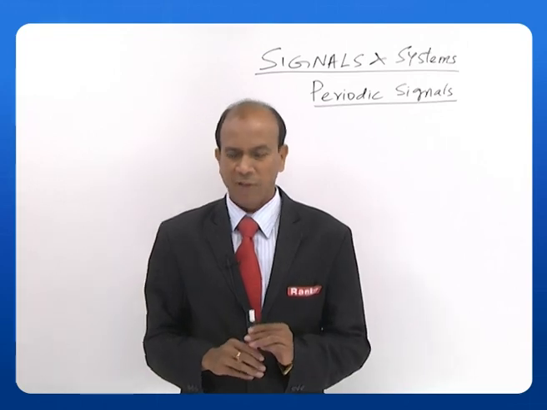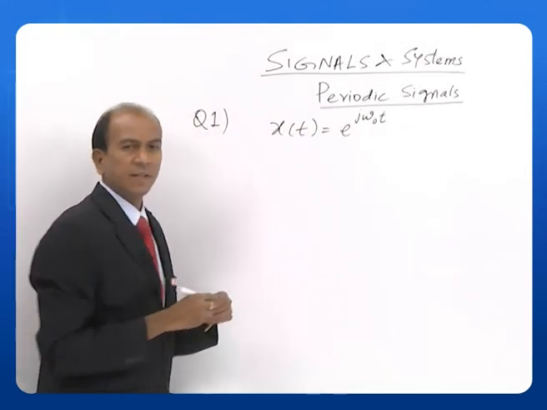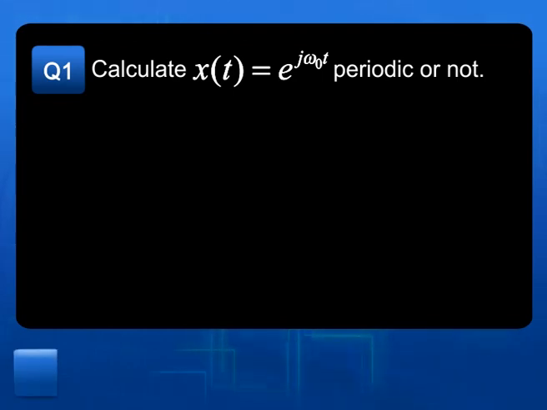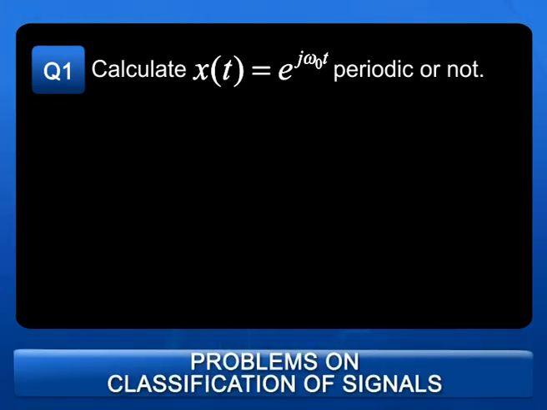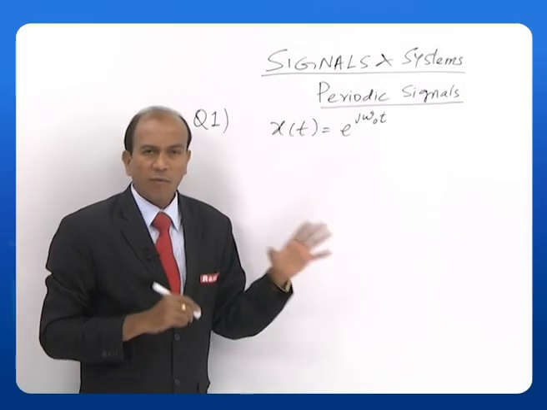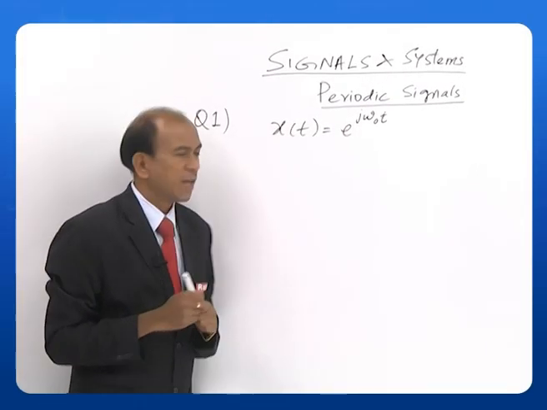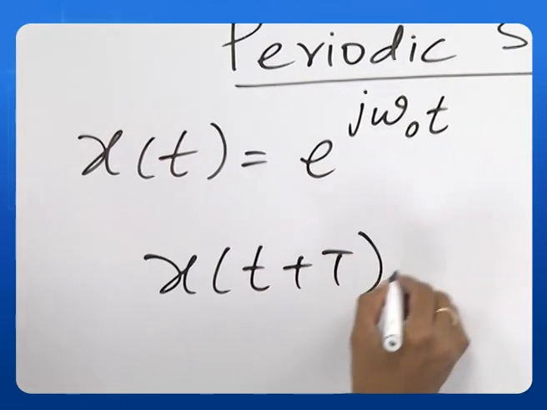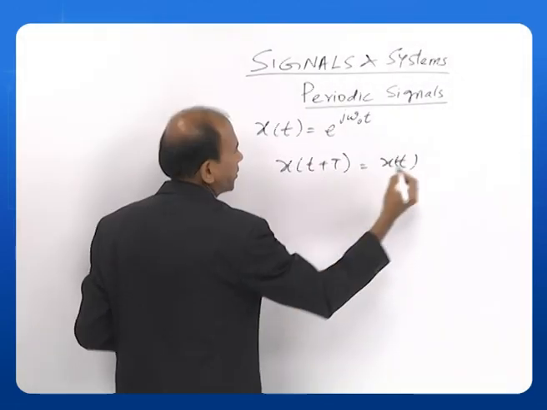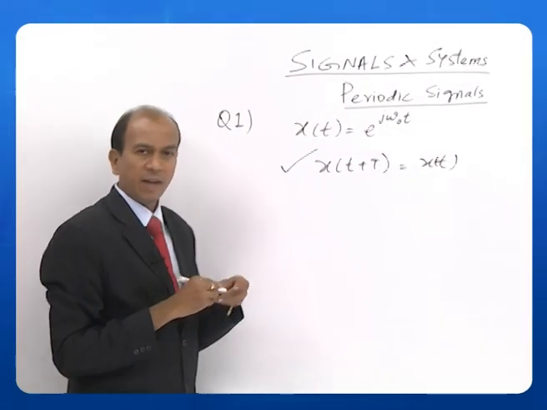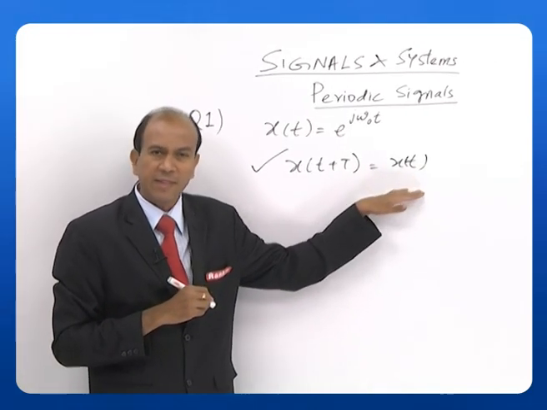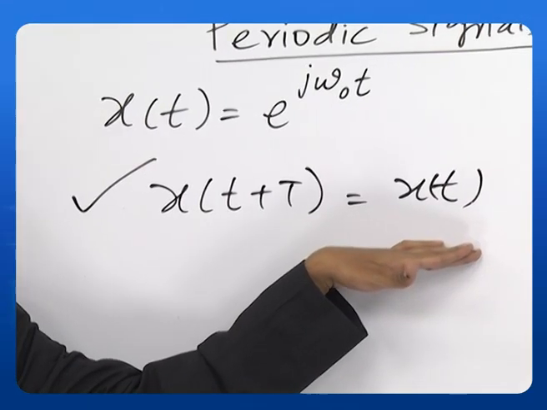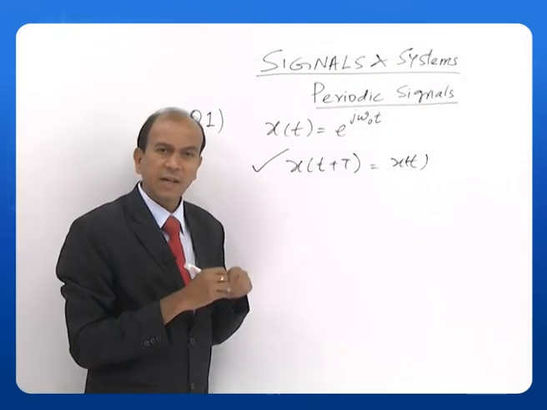Okay. So, let us start the first problem. The given signal is the exponential signal x of t is equal to e to the power of j omega naught t. Now, we have to calculate whether this signal is periodic or not, or if it is periodic, what is the condition for periodicity. First of all, let us see what is the condition for periodicity. A signal is said to be periodic if we satisfy this equation, where x of t plus T is equal to x of t. Only when this is satisfied is the signal said to be periodic.